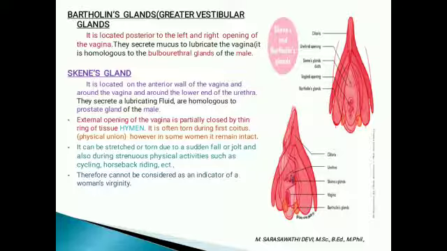The external opening of the vagina is partially closed by a thin ring of tissue, the hymen. It is often torn during first physical union. However, in some women it remains intact. It can be stretched or torn due to a sudden fall or jolt and also during strenuous physical activities such as cycling, horseback riding, etc. Therefore, it cannot be considered an indicator of a woman's virginity.